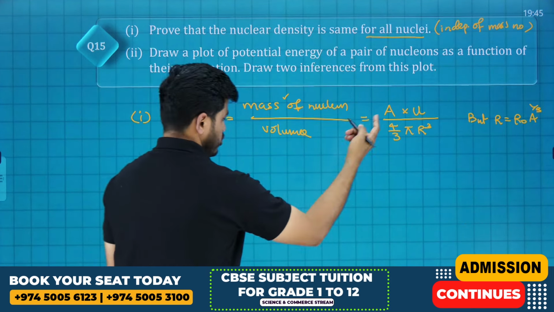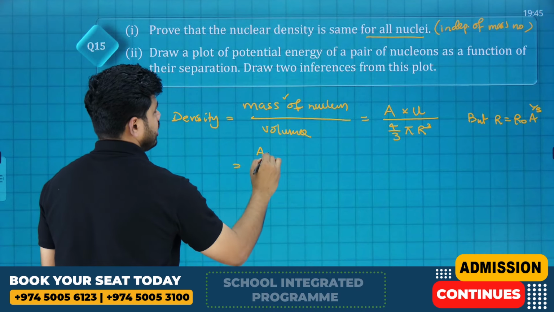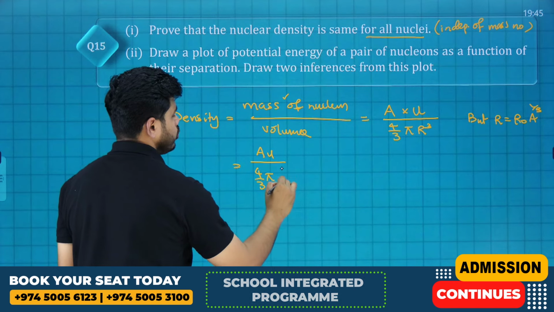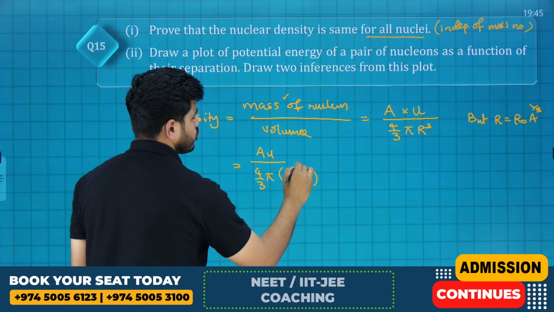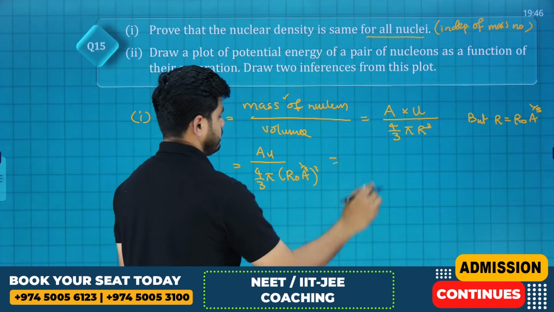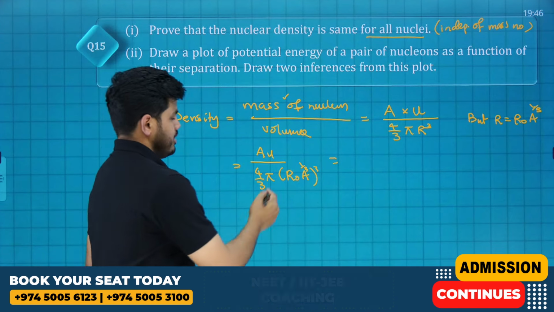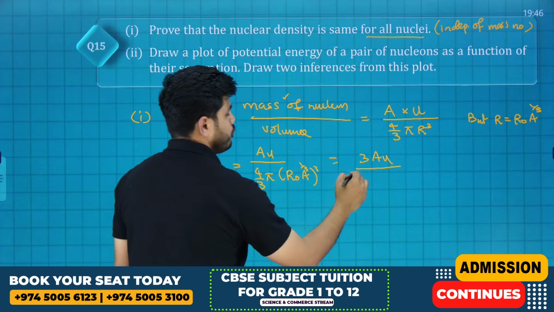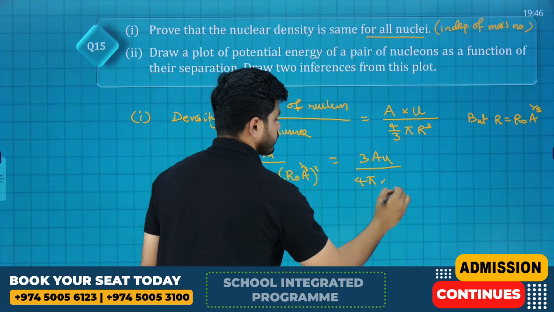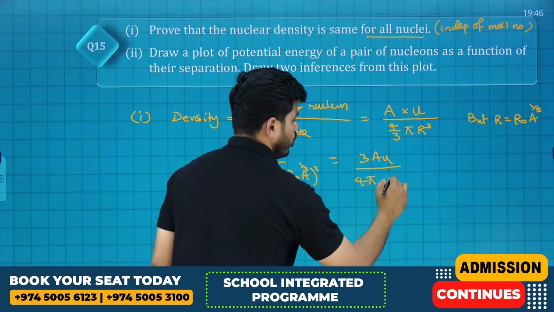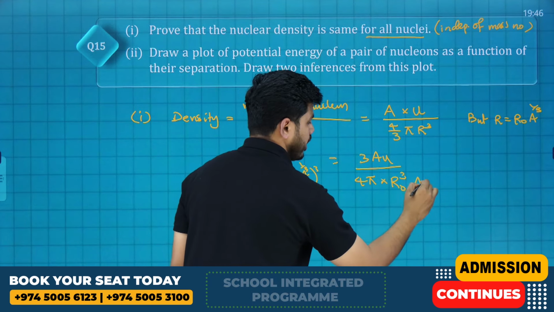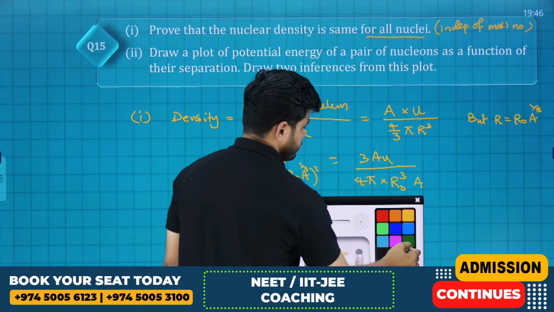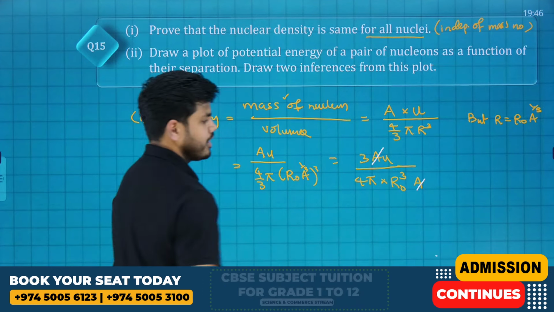In terms of mass number. So if you substitute that there, A u divided by 4 by 3 pi into R0 A raised to 1 by 3 the whole cube. Good. In this case, we will get 3 A u. I'll take A to the numerator. 4 pi into what comes next? R0 the whole cube, right? R0 cube into A raised to 1 by 3 the whole cube. A raised to 1 by 3 the whole cube becomes just A only. So now A gets cancelled.